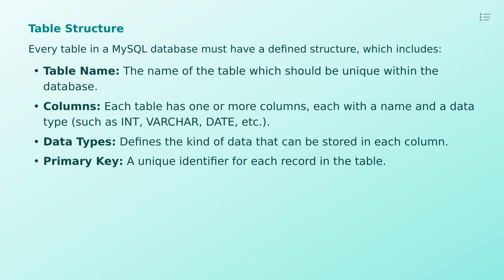Table structure, let's dig in. Every table in a MySQL database must have a defined structure, which includes, first, table name, the name of the table, which should be unique within the database. Also, columns. Each table has one or more columns, each with a name and a data type, such as int, varchar, date, etc. Also, data types define the data that can be stored in each column. Finally, primary key, a unique identifier for each record in the table.